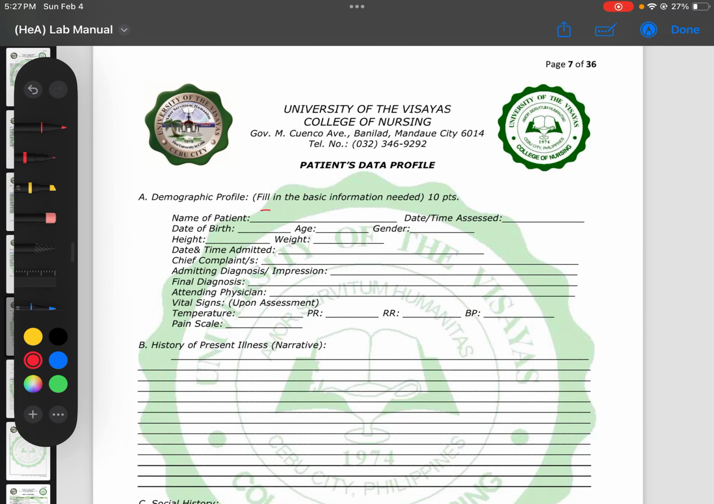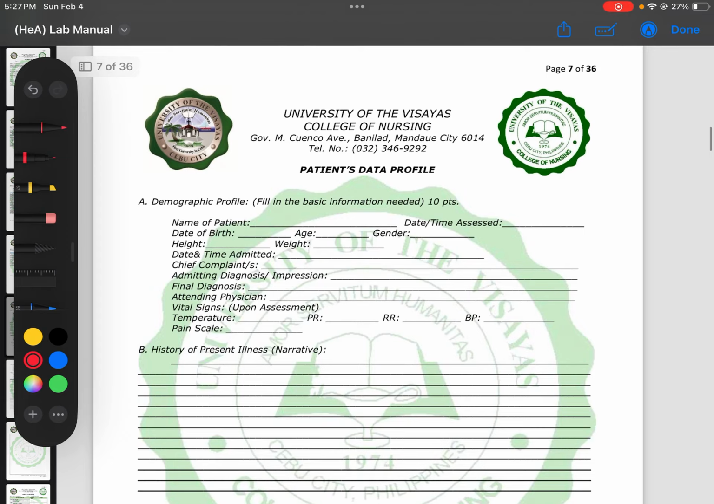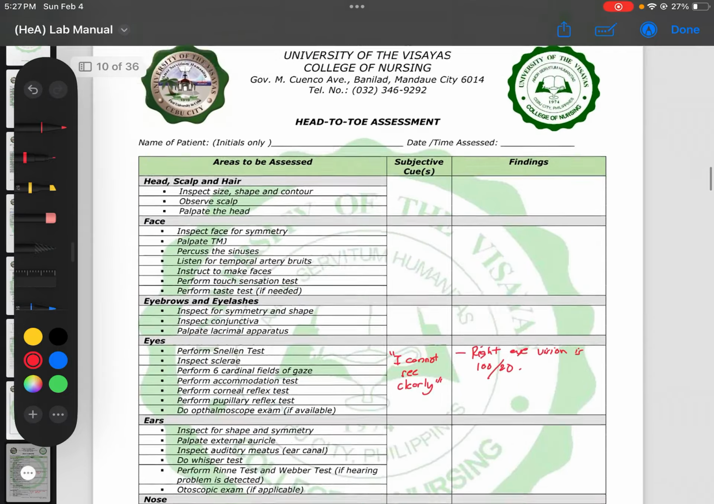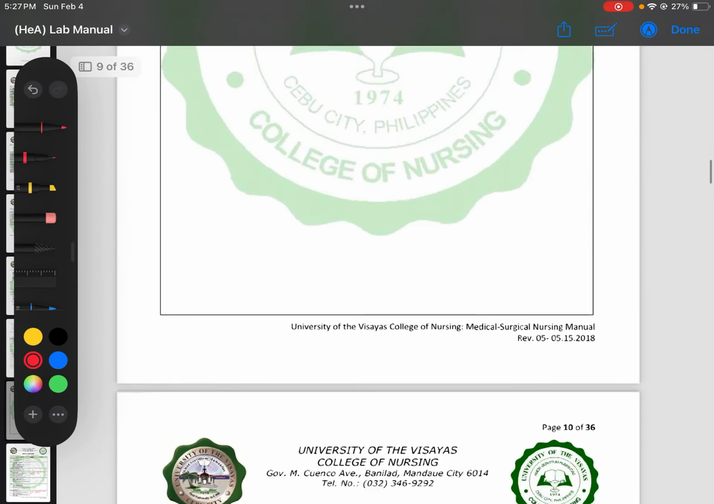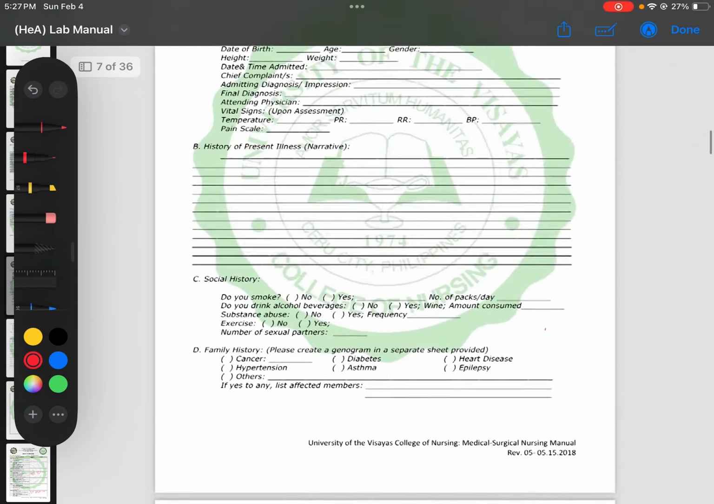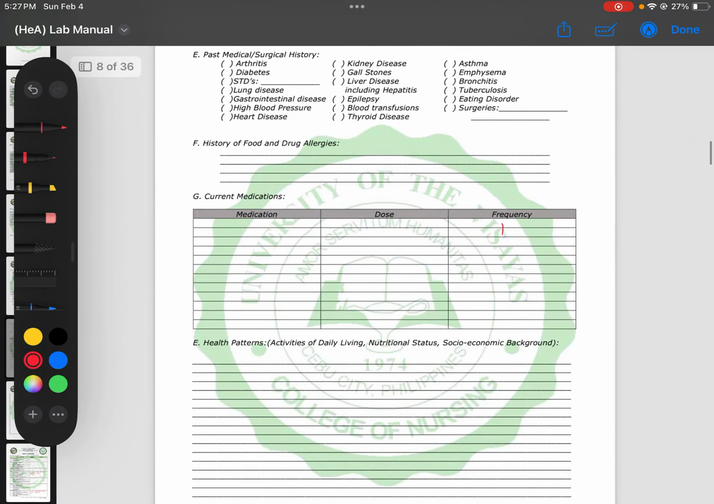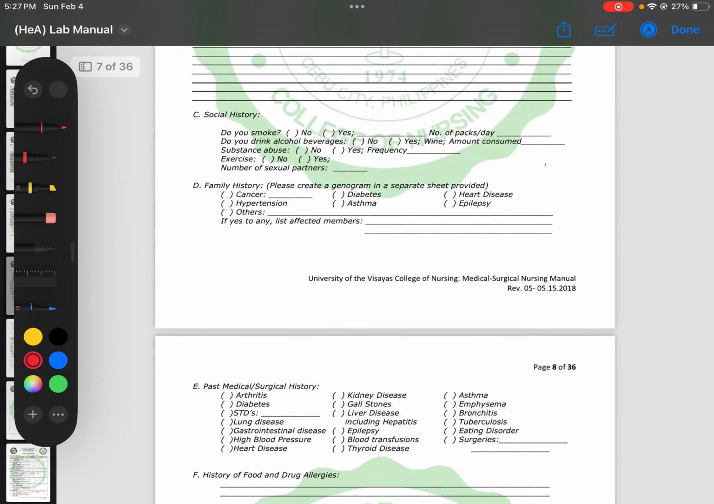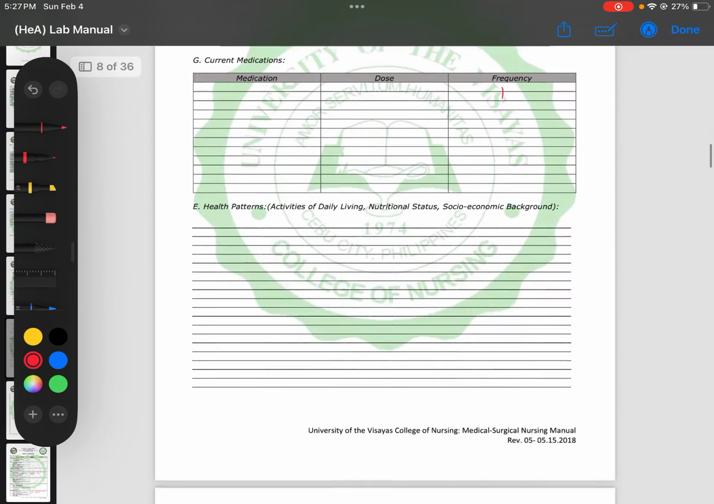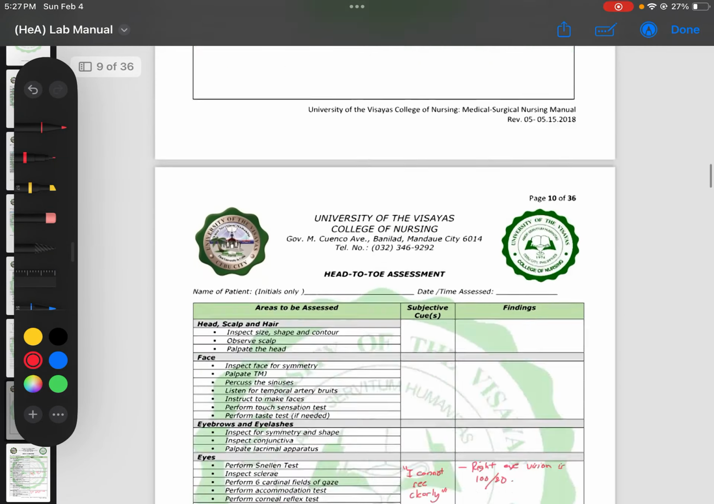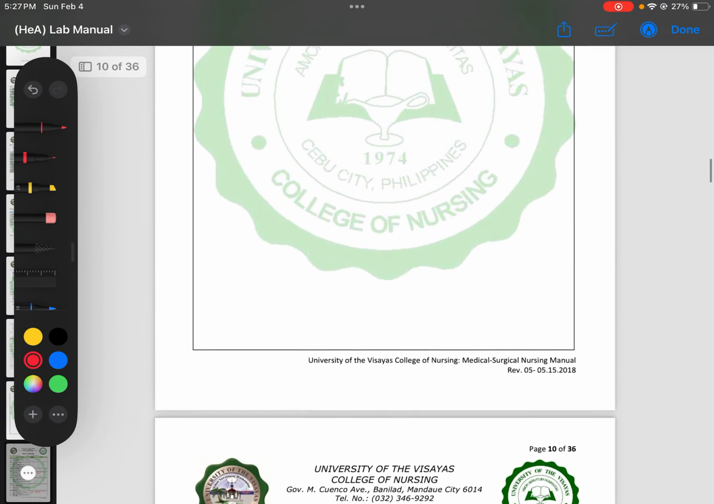Let's say for example the patient was JL. You will be the one to fill this out. Okay? So you will print this from page 7 up until page 9 only, because it was just an interview. There was no physical assessment. So if you were the patient, you will be the one to fill this up. You will pass this on our next meeting. Okay? So that's it.